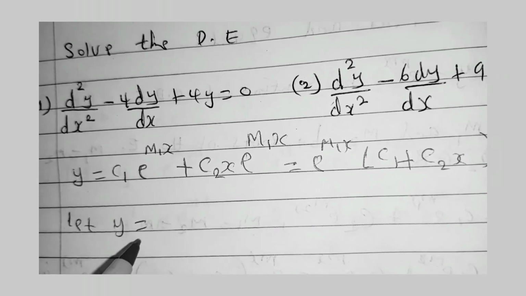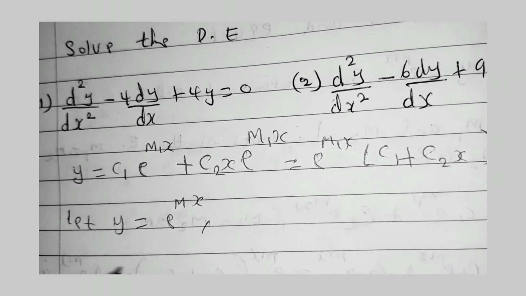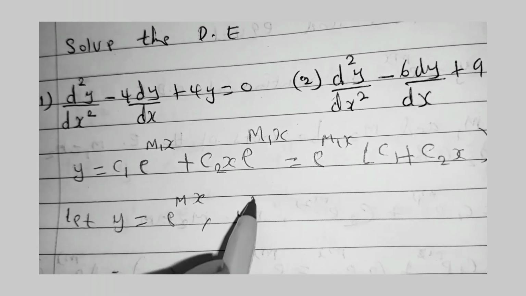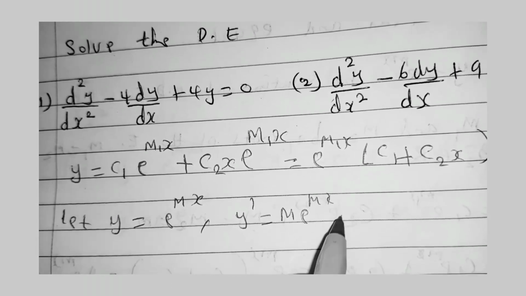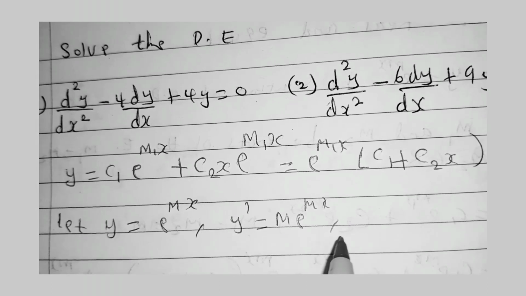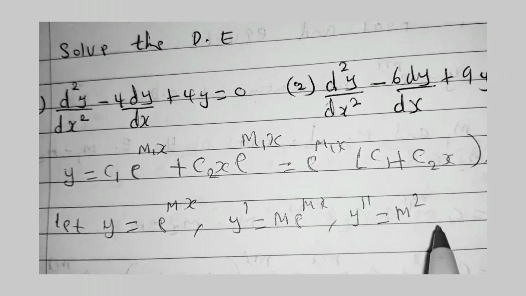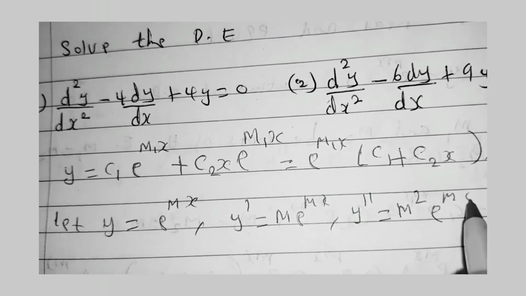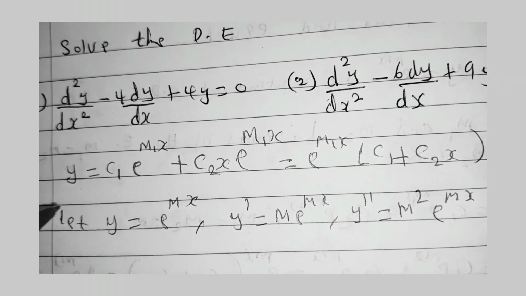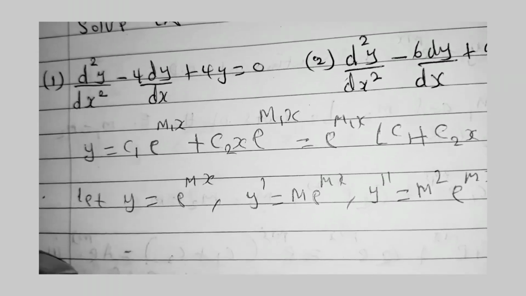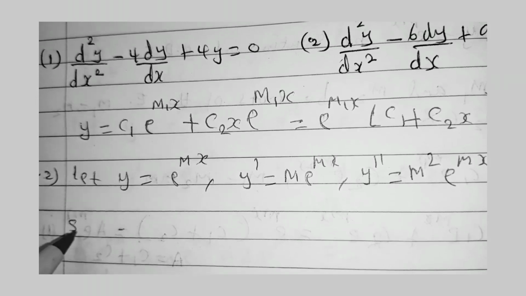So in order for us to get the solution of this form, we are going to let our y be equal to exponential mx. Then from there we get our y prime, which will give you m exponential mx. Then we get our y double prime, that is the second derivative, which will give us m squared exponential mx. Then you can call all this equation 2.